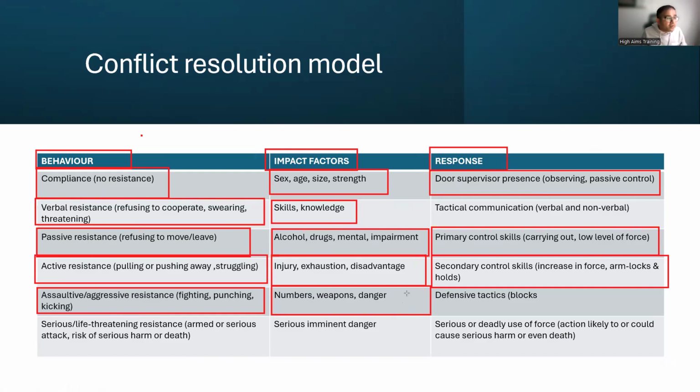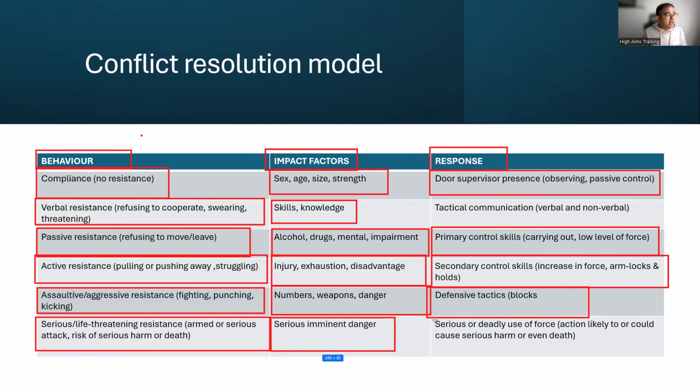First, you need to use defensive tactics. You can use the blocks. Okay. And then, if there is a serious life threatening resistance, armed or serious attack, risk of serious harm or death, you need to look at the impact factor. If it's a serious imminent danger, what you need to do: serious or deadly use of force, action likely to or could cause serious harm or even death.